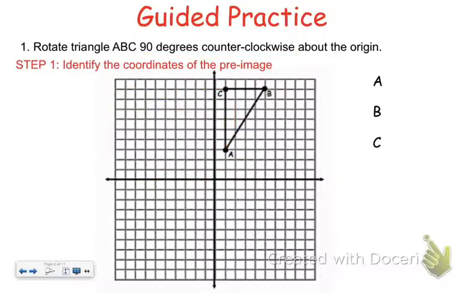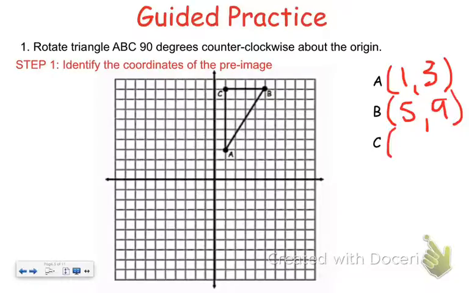So let's go on ahead with step 1 and identify the coordinates of the pre-image. So we have coordinate A at 1, 3. We have point B at 5, 9. And point C at 1, 9. Okay, so we are done with step 1 for rotations, and that's to identify the coordinates of the pre-image.